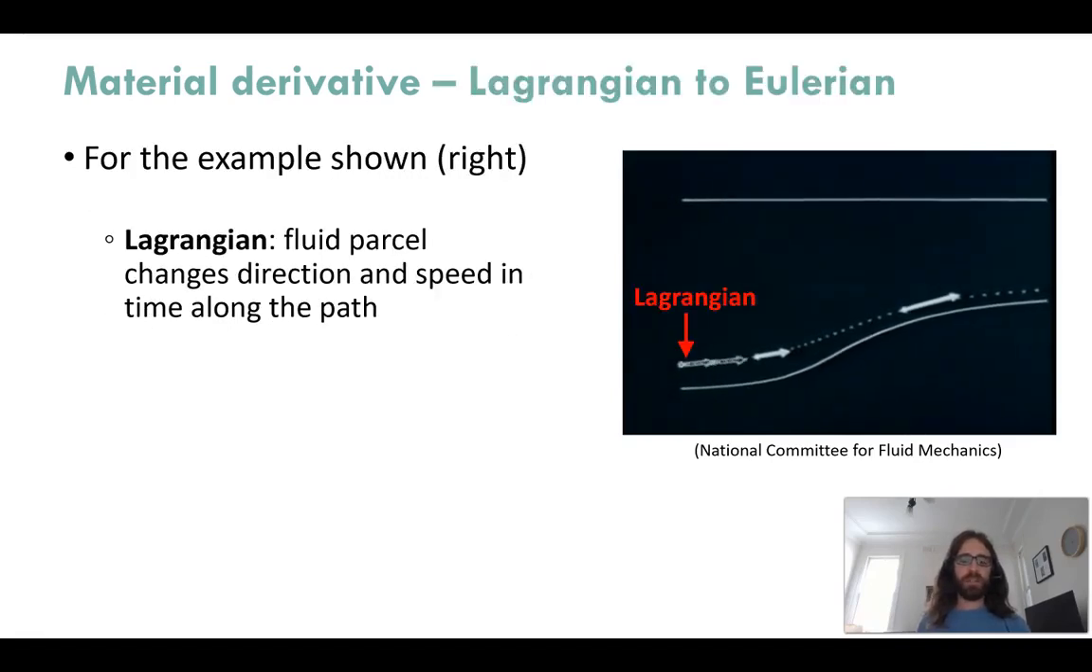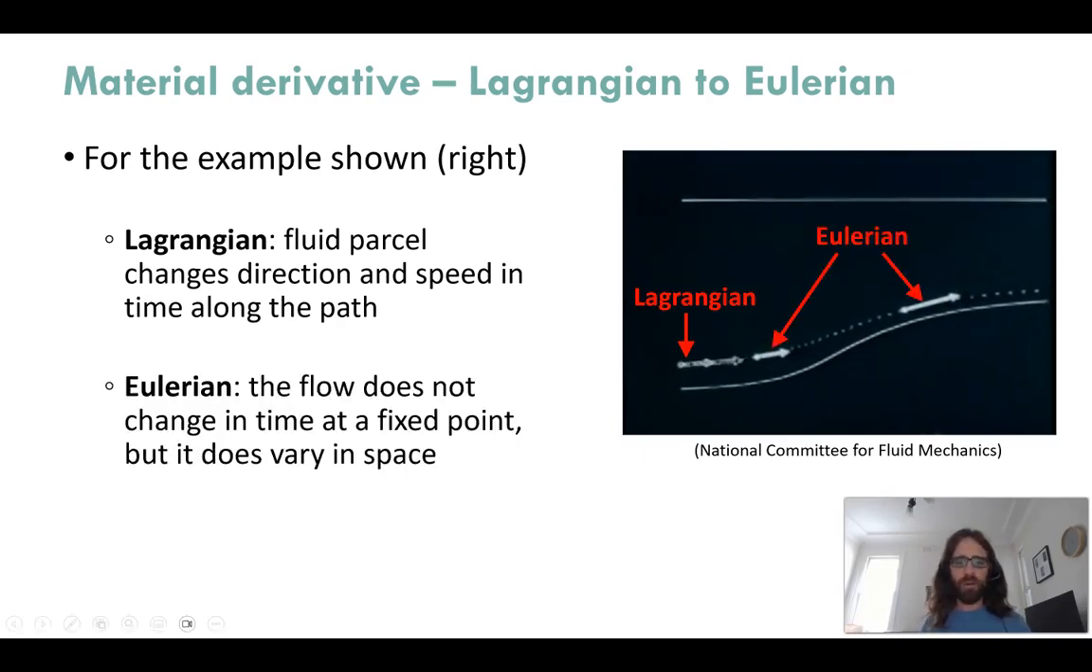In the example animation that you just saw on the previous slide, we will now demonstrate what is happening in the Lagrangian and the Eulerian frame. So in the Lagrangian frame, which is the behavior of this arrow on the left, the fluid parcel is changing both its direction and its speed as it is moving along the path through the fluid. However, if you switch to the Eulerian frame of reference, the flow is no longer changing in time at each individual fixed point, but it is changing in space. So as the flow is moving past this arrow, it's changing along the path through that point in space.